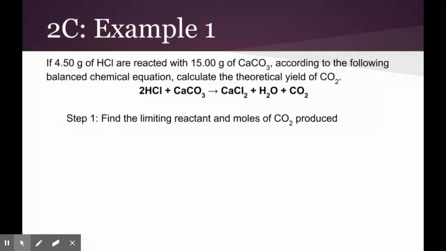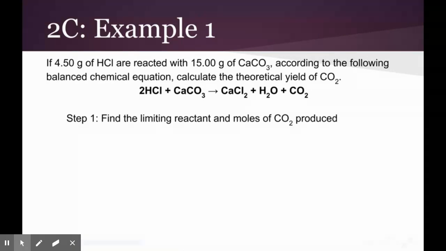Okay, so this is example 1 for finding the theoretical yield. Our example says if 4.5 grams of HCl are reacted with 15 grams of CaCO3, according to the following balanced chemical equation, calculate the theoretical yield of CO2. So step 1 is what we did in 2B. Find the limiting reactant and the moles of CO2 produced.